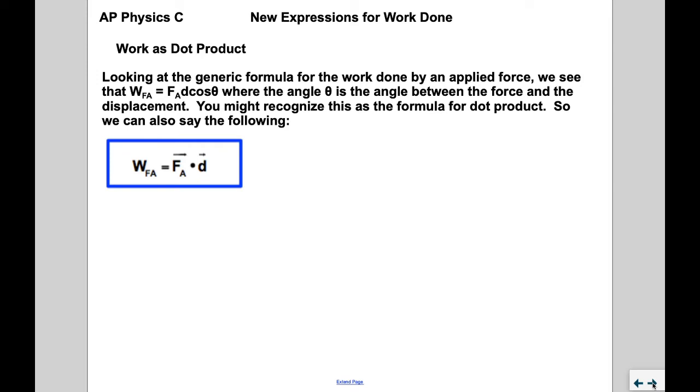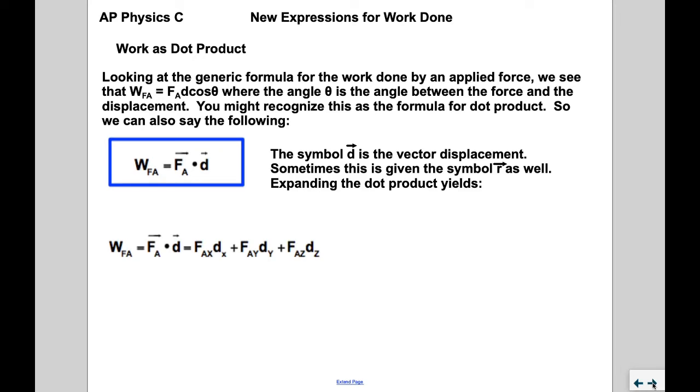You might recognize this formula, one vector times another vector times the cosine of the angle between them. You might recognize that as a dot product. So we can also say that the work done by an applied force equals the dot product of F_A dot D. The vector symbol D, of course, is the vector displacement. Sometimes this displacement is given the symbol R, vector R.